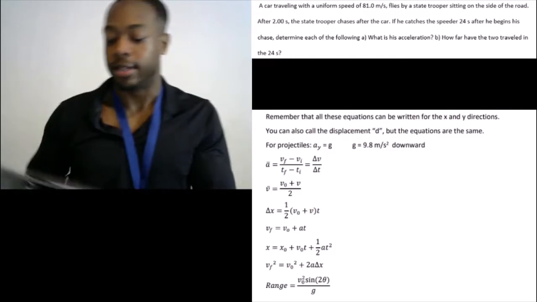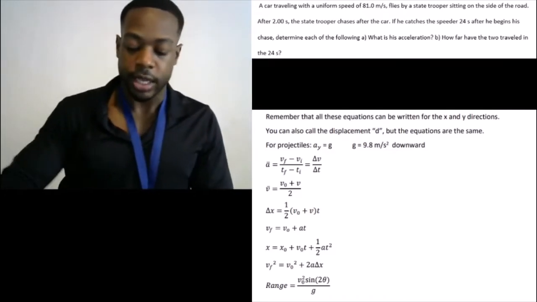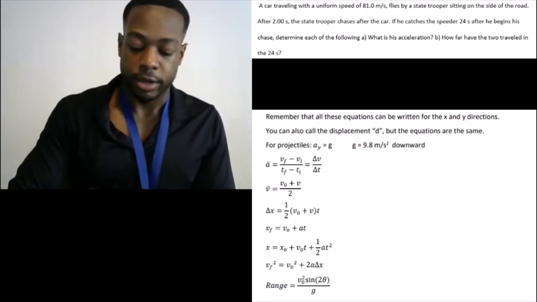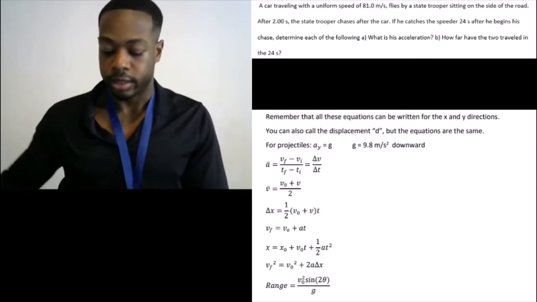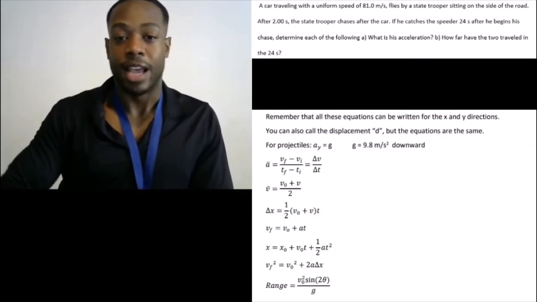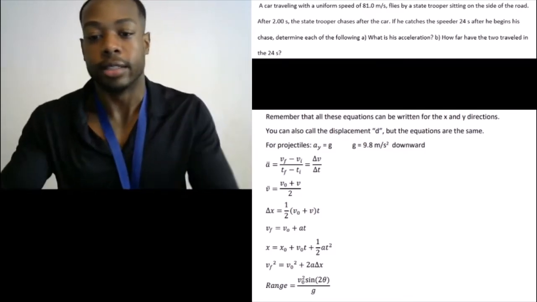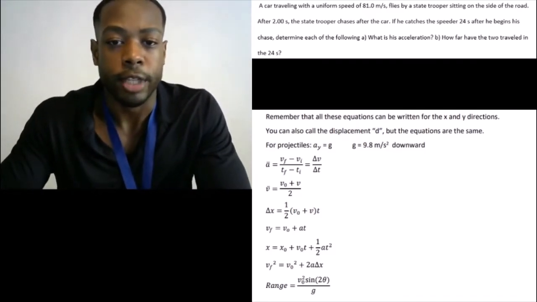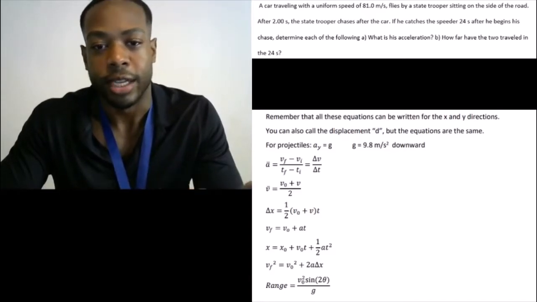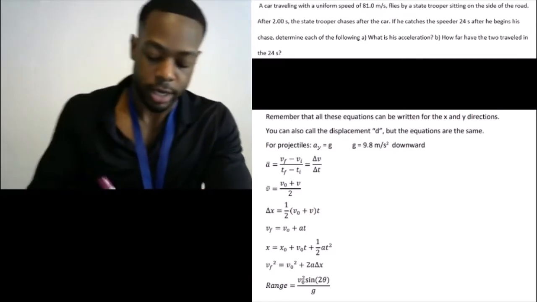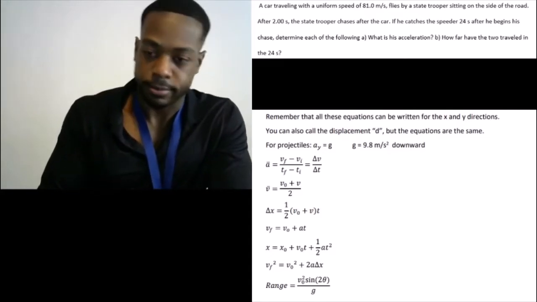You know what that means. So that's the idea. The speeder is going to be caught, or the cop's going to catch up to the speeder in 24 seconds, and they're going to have the same displacement. So take a second to look at what equation you want to use. I'm not going to show you my setup. I'll let you take your time to do your setup, and we can meet at that point.